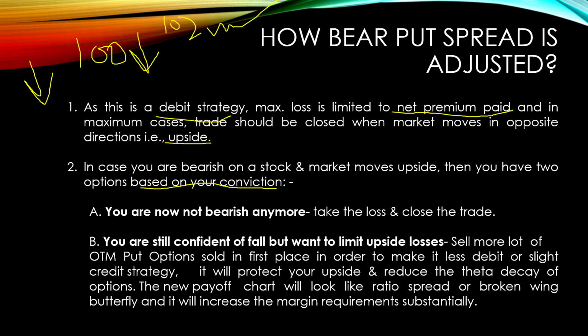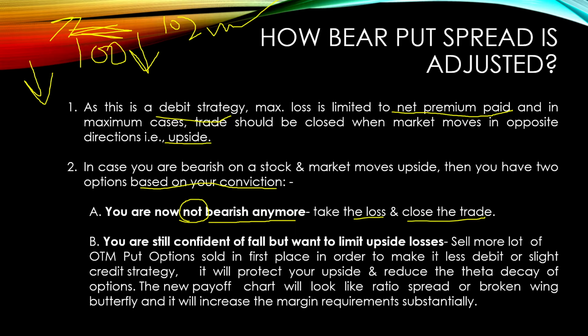If you are not bearish anymore, supposedly this stock was at a resistance of $100 and this resistance was broken, and you are now hoping that this stock is going to the moon, so you are not bearish anymore, what should you do? Take the losses and close the trade. These things happen. You should accept that you are placing a bet on the markets and the bet goes wrong. So nothing bad, just close the trade and take your losses.